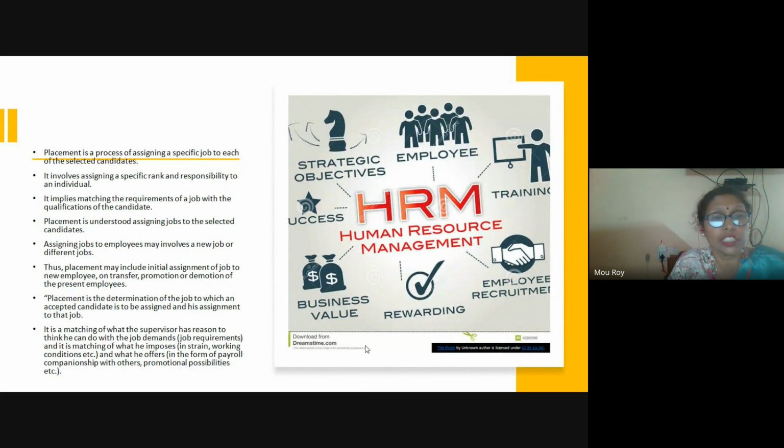And then comes the placement. When we are talking about placement, it involves assigning the selected candidates to their designated roles within the organization. This also involves providing them with the necessary resources, tools and access to information required to perform their job effectively. Those who are working in the IT industry are given a laptop. If you're a productive and sensible employee, you'll work with what's there.